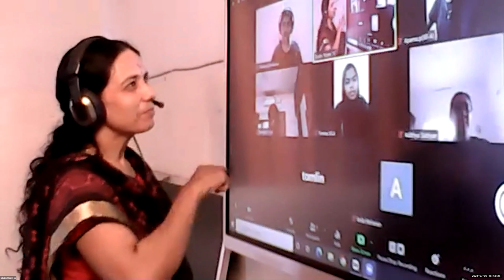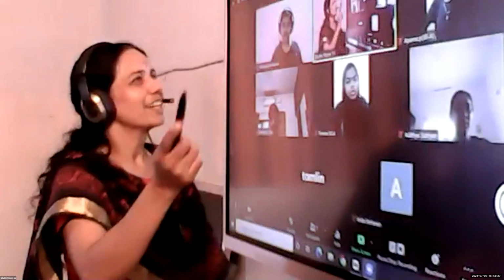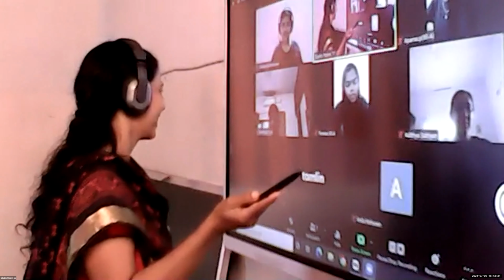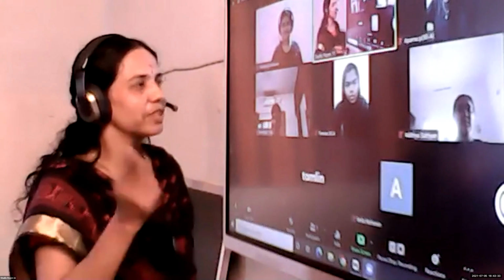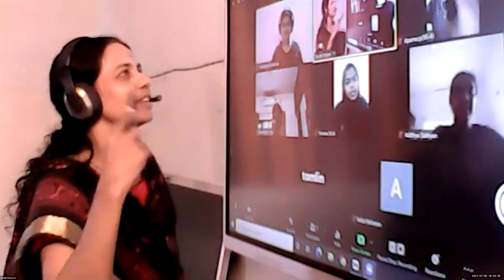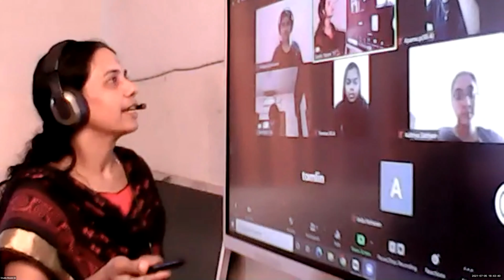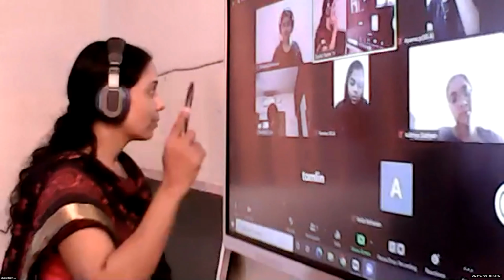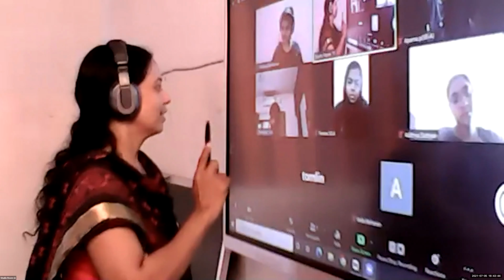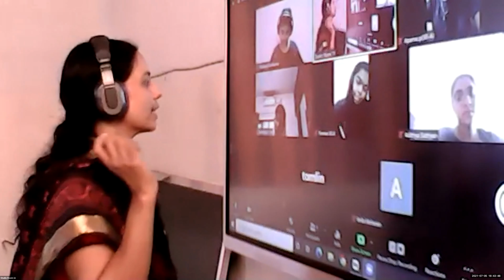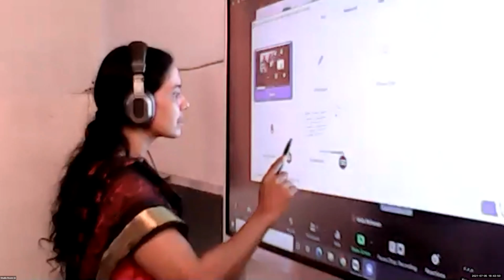1 is the multiplicative identity. With 1, if you multiply any number, we will get the same number. 0 is the additive identity. Note it down, and don't mix up 1 and 0. 1 is the multiplicative identity, 0 is the additive identity. So here in matrices, which is the additive identity?